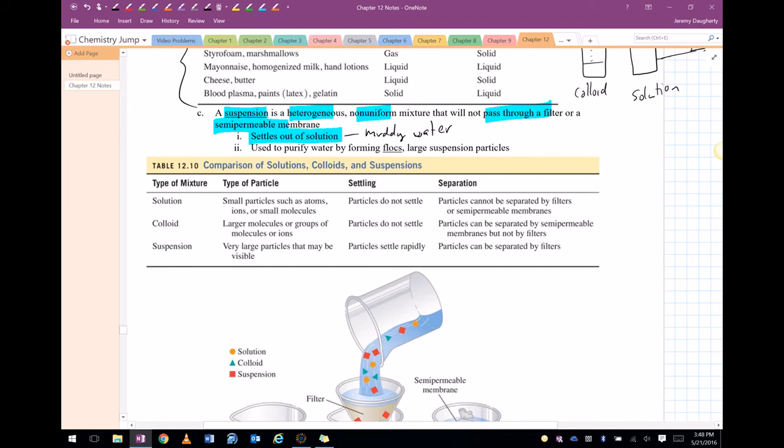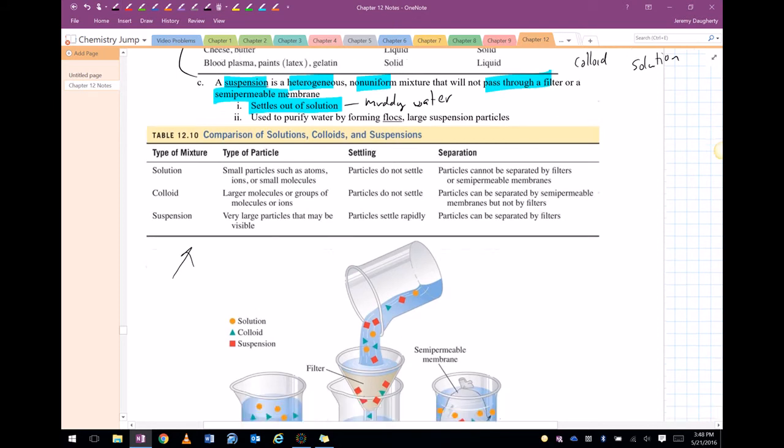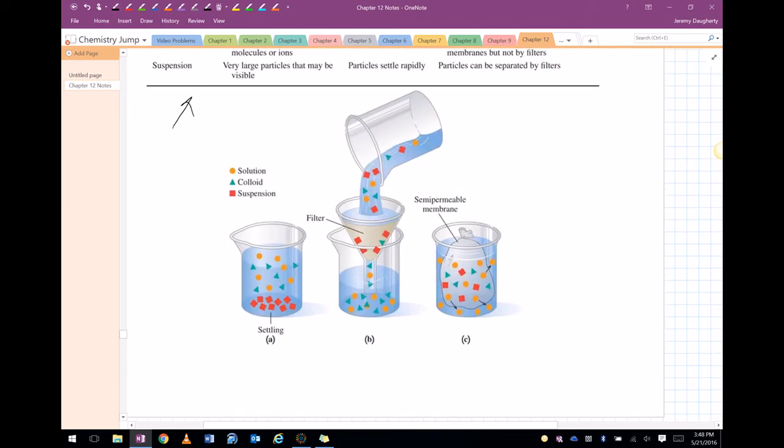A little bit of information, table 12.10. So here's the idea: solution, colloid, suspension. A suspension is going to settle out, a solution and colloid will not. You can filter out a suspension, you cannot filter out a colloid. And then finally, with the semi-permeable membrane, the colloid's going to get stuck, the suspension's going to get stuck, but the solution can go in and out.